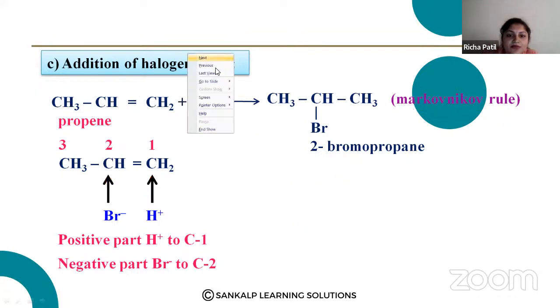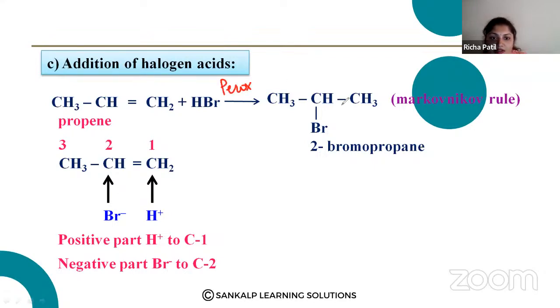Now, what is anti-Markovnikov's rule? Anti-Markovnikov's rule is vice versa. It takes place in the presence of peroxide. If peroxide is there, on the arrow they will write peroxide. There will be an unsymmetrical alkene and a halogen acid, and on the arrow there will be peroxide. So, in the presence of peroxide, it will undergo anti-Markovnikov addition. Anti-Markovnikov's rule is what? Addition of this halogen acid.